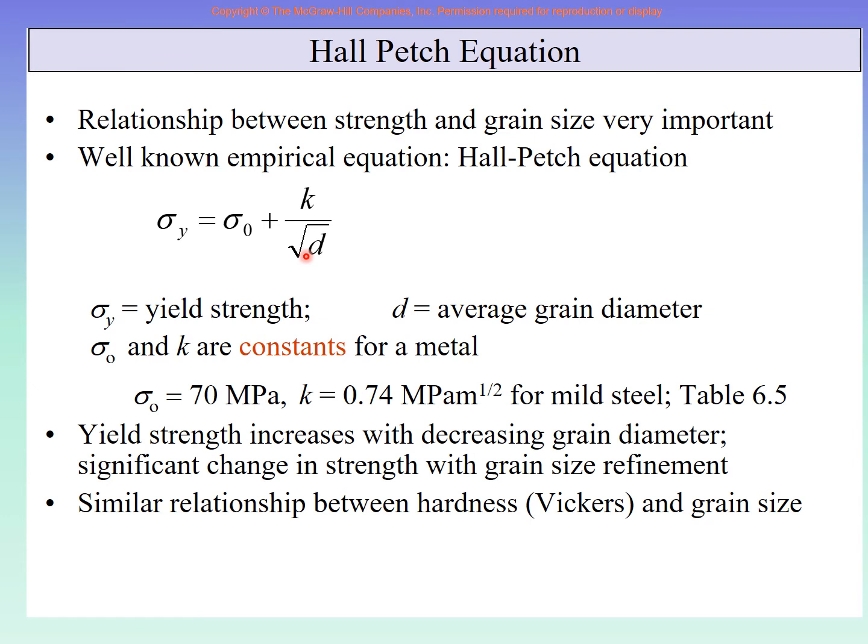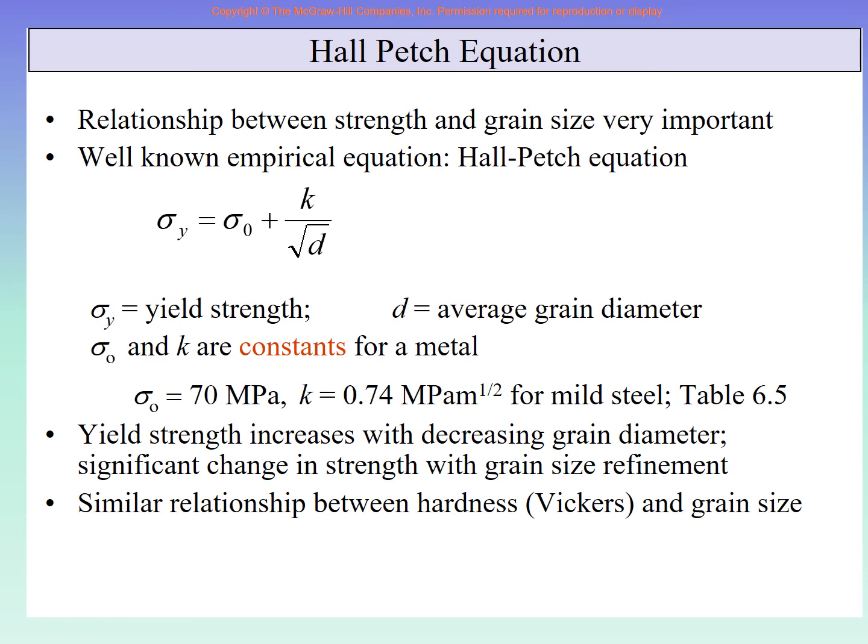And what is the relationship? These two are constants. So yield strength is inversely proportional to the root of the diameter, isn't it? And if you remove these constants and square the two sides, then the grain diameter will be inversely proportional to the square of the strength. So if you decrease the diameter, the yield strength increases, right? So this is a mathematical relationship.